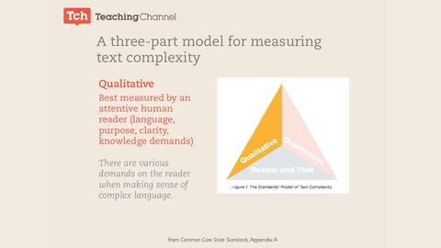This is the human reader. This is the components of any text that can really best be measured by an attentive reader. So an attentive reader can determine the difficulty of language, the purpose of the text, the clarity of it, the kinds of background knowledge demands that a reader might have or might need in order to effectively read this kind of a text.